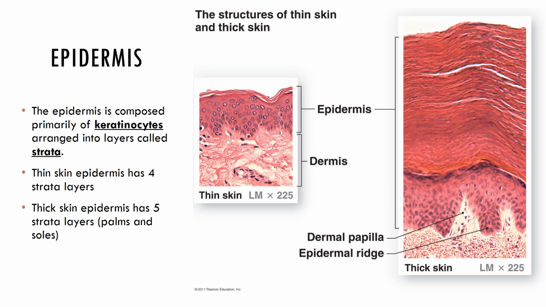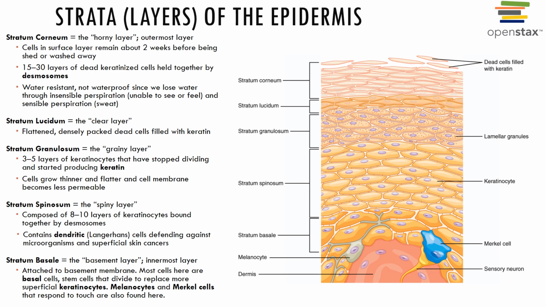Now, thin skin has 4 strata layers, which we will examine. And thin skin covers most of the body surface. Thick skin is only found on the palms of the hands and the soles of the feet, and it possesses 5 strata, including the stratum lucidum. So let's look at the strata or layers of the epidermis. So we have the stratum corneum. That is the most superficial layer.